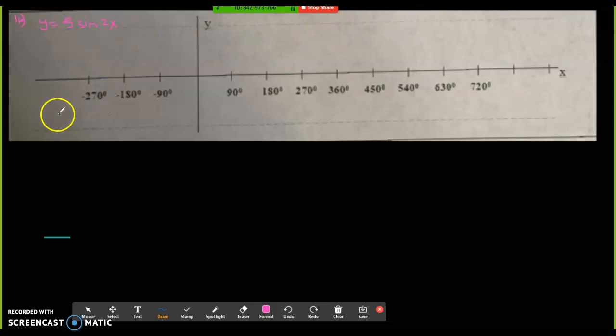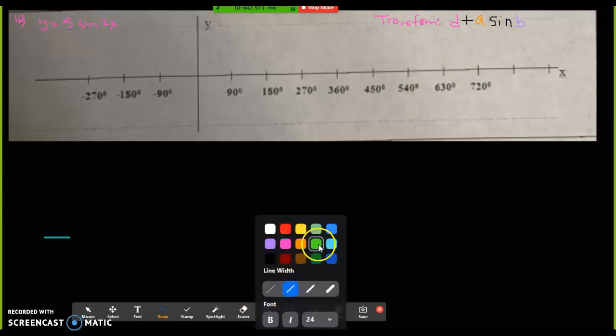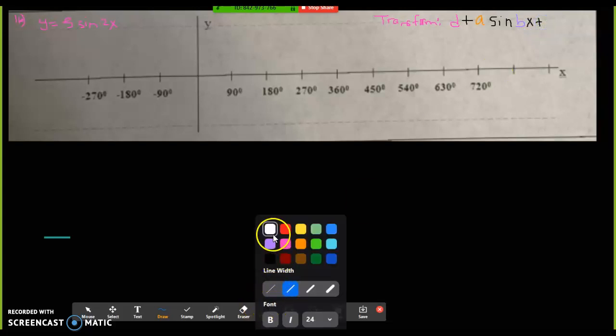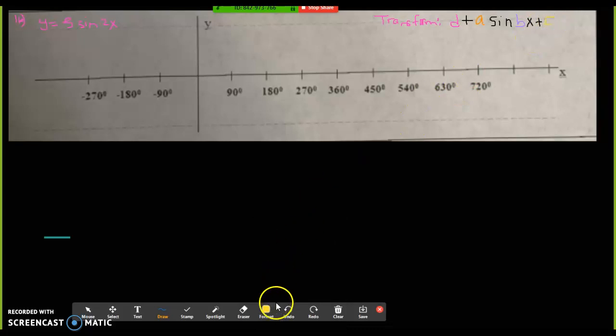Now, let me remind you of our transformations. So the transformations where we had y = d + a sine, or it could be cosine as well, of b, x plus c, and we understood that this would be in parentheses like so.